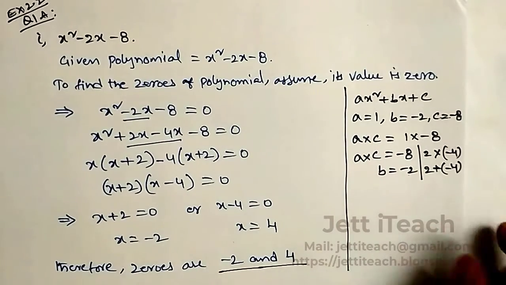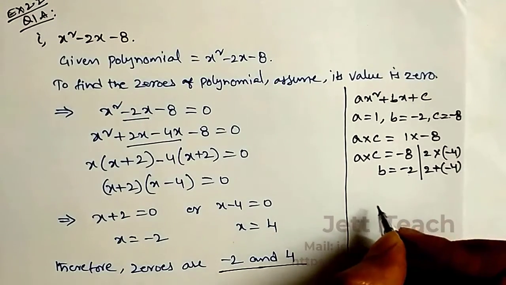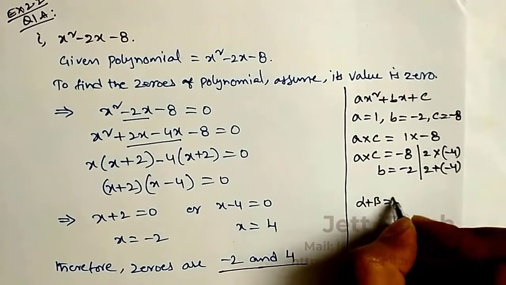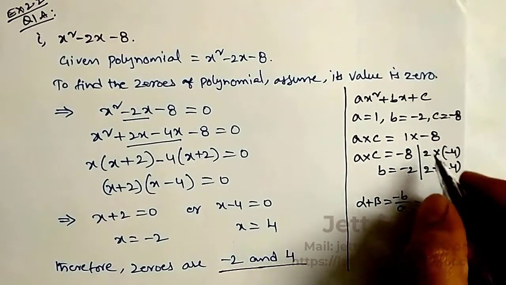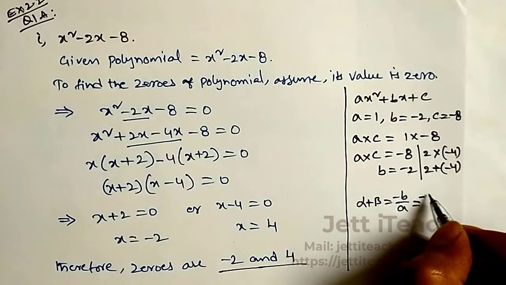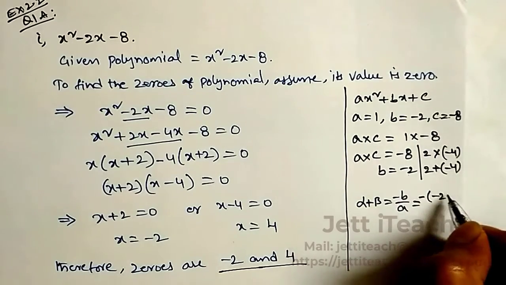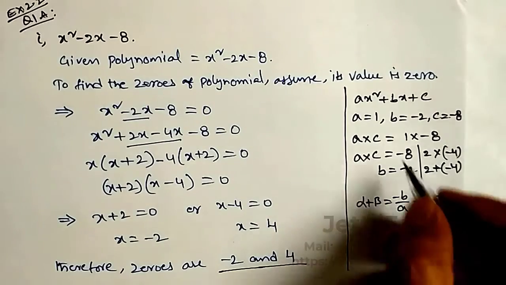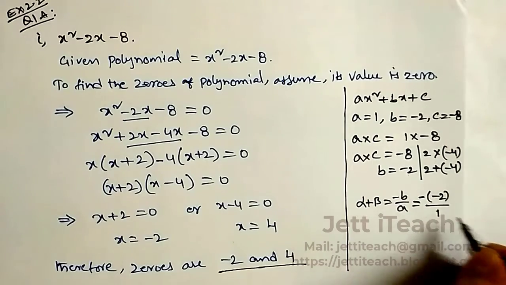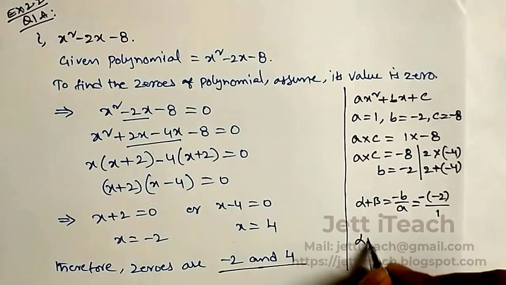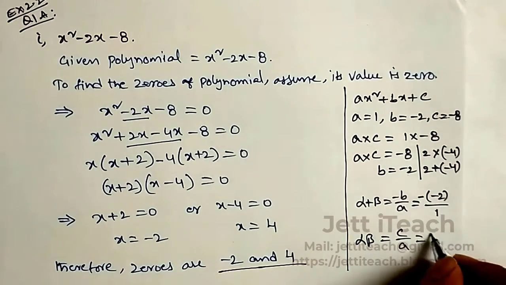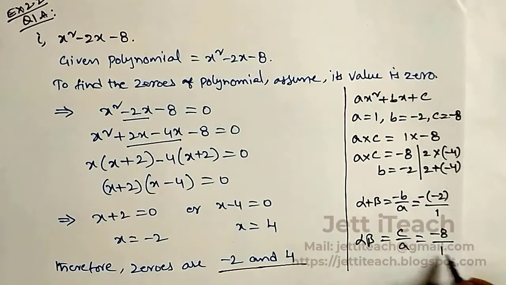Okay, I will write here. We know the sum of zeros and product of zeros. What is the formula for the sum of zeros? Alpha plus beta equals minus b by a. What is minus b here? Minus b means minus of minus 2, divided by a, which is 1. Product of zeros means c by a. What is c here? Minus 8. a is 1.